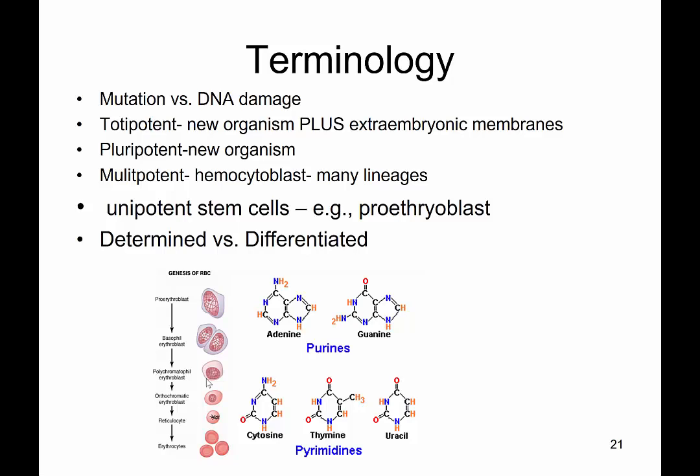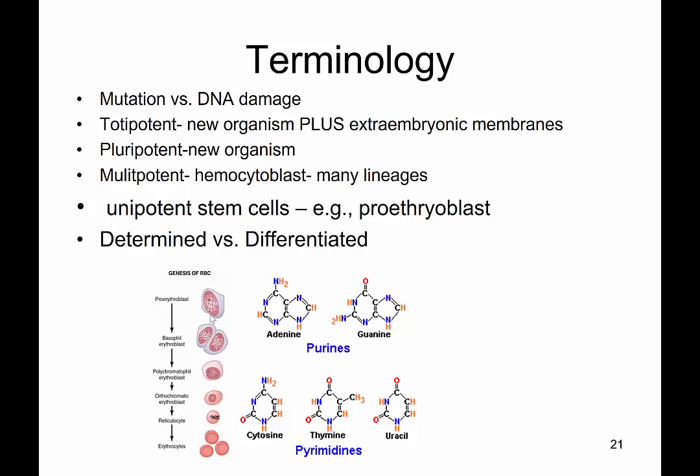Unipotent cells. These are cells that replicate and divide for your entire lifetime, but they only can give rise to one kind of cell. One example would be this proerythroblast that I've shown you that comes from a hemocytoblast. Another example would be sperm, right? A man can make sperm for almost his entire life, almost, once he hits puberty. But those stem cells only give rise to sperm.